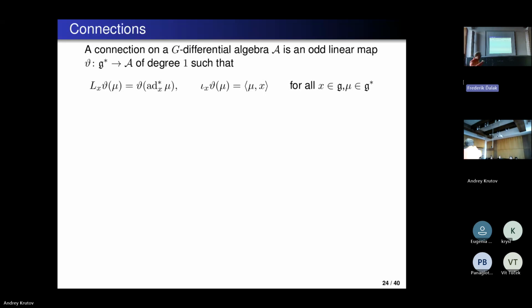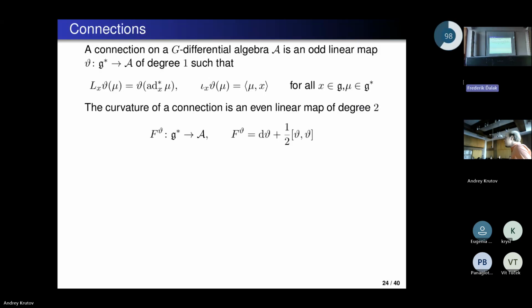So it will be a connection on a G manifold. By definition, a connection on a G differential algebra is an odd linear map that satisfies the following conditions. So you have a connection form with values in the corresponding V. And the curvature of this connection is given by the formula as you expect.